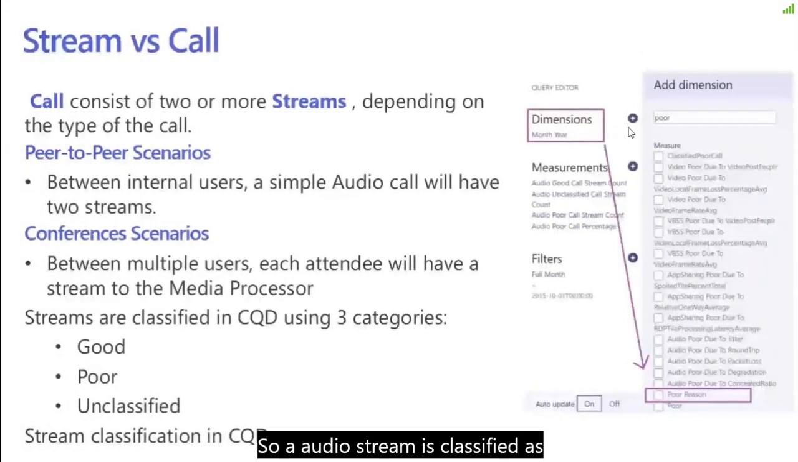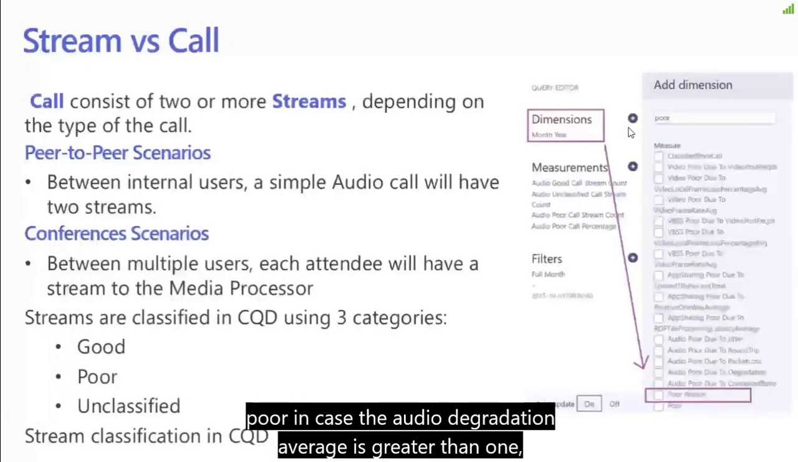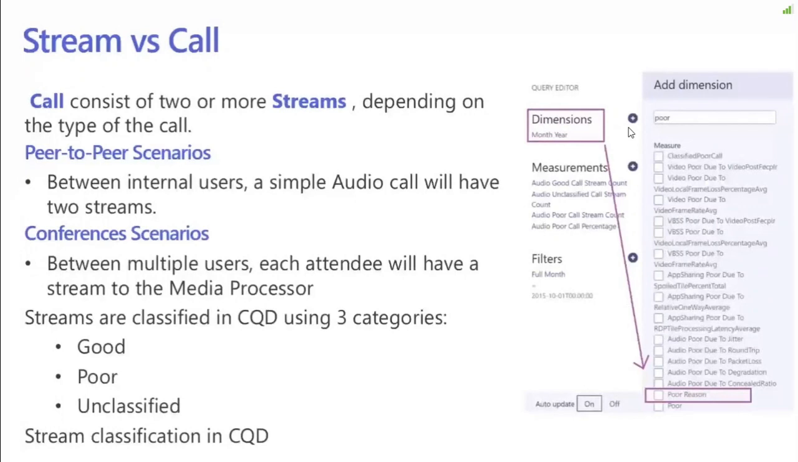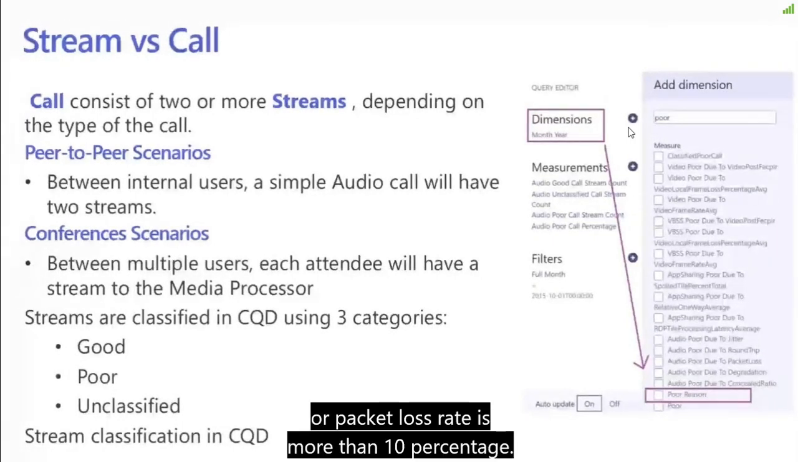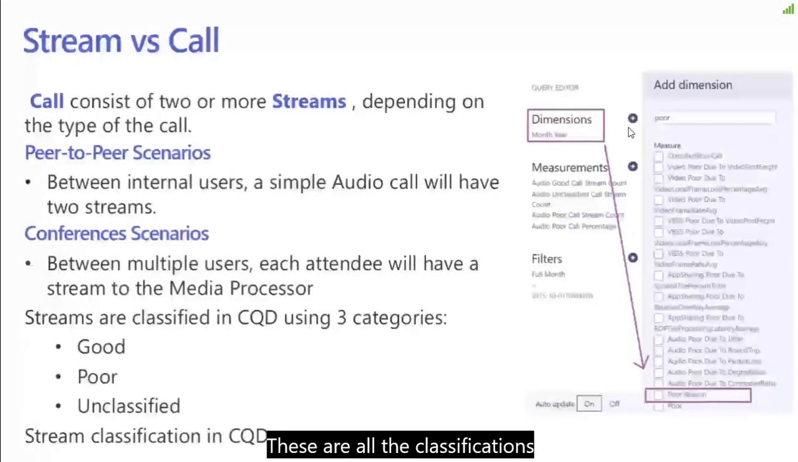So an audio stream is classified as poor in case the audio degradation average is greater than 1, round trip time is greater than 500 milliseconds, or packet loss rate is more than 10%. These are all the classifications for marking the audio call as poor.